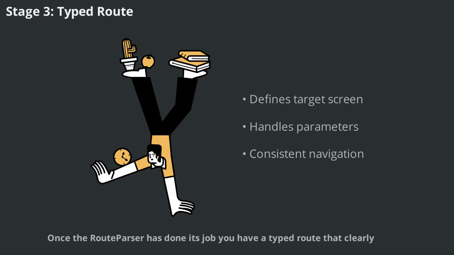Once the RouteParser has done its job, you have a typed route that clearly defines the target screen and any required parameters. This abstraction allows your app to handle navigation in a consistent way, regardless of how the deep link was triggered. Typed routes make it easier to manage navigation logic, especially as your app grows and new features are added. The next step is to apply route guards for security and validation.